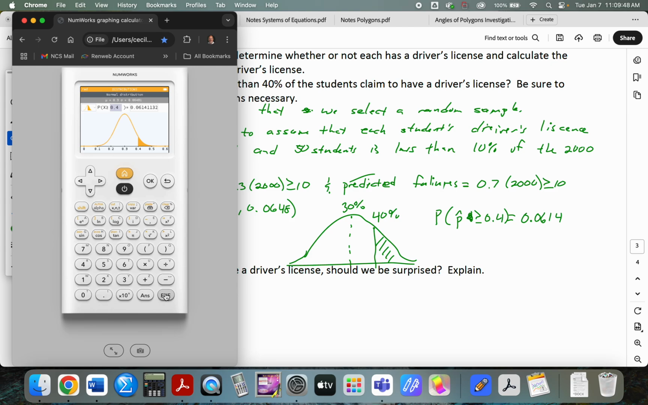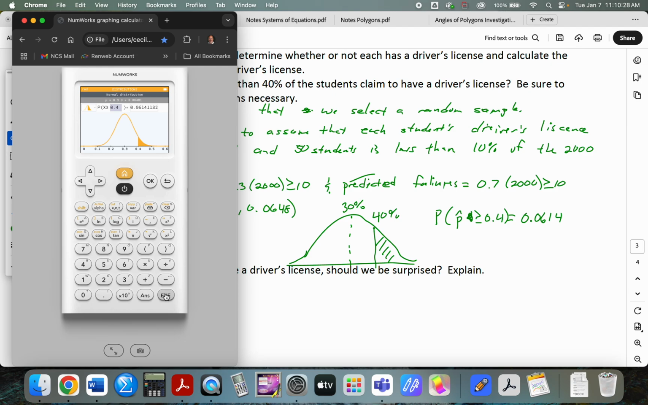In fact, that probability is so low that if we got this from a sample, we would suspect one of two things has happened. Either it's not really 30% of the students, or somehow my sampling technique is flawed. Right? Because that's only about a 6% chance. That's not quite to the place where I'm immediately ready to go, no way.